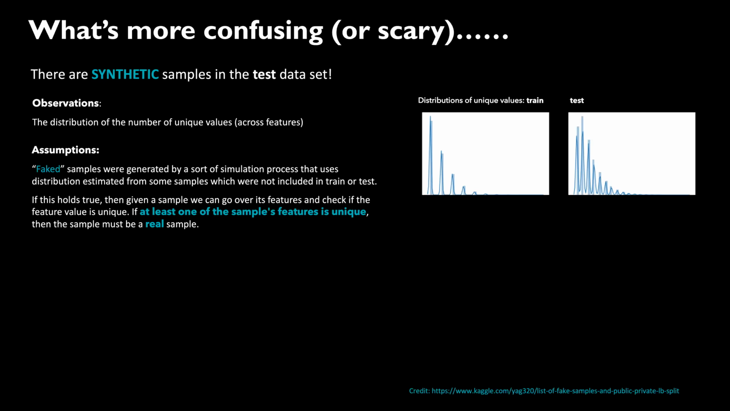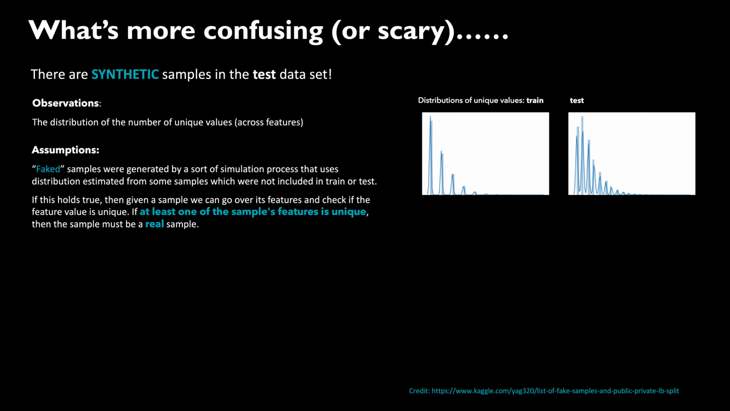If 10 as a value only occurs one time in feature 1, then okay, the entire example is real. It's real. Or if we find that all the values out of the 200 have more than one occurrence in the corresponding feature, then it must be fake data.